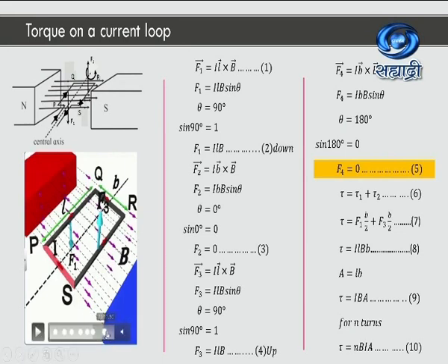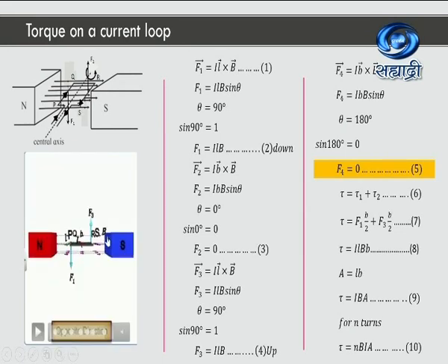Yes. Now let us come down to this diagram. Here we can see that of the four sides of this rectangular loop, two are experiencing zero force and two are experiencing two equal but opposite forces, F1 and F3, which are clearly shown. And this rectangular loop can rotate about an axis which I have already mentioned.